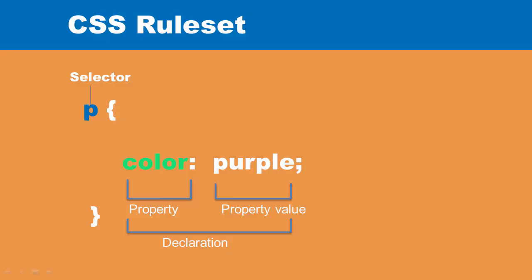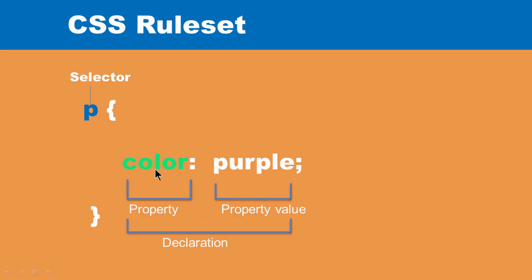In this case, the P here is the selector, which is the HTML element I want to apply styling to. Next thing you need to do is put in an opening curly brace and a closing curly brace. Very important. You have the curly braces, and inside the curly braces is where you actually write the CSS. So it consists of different parts.